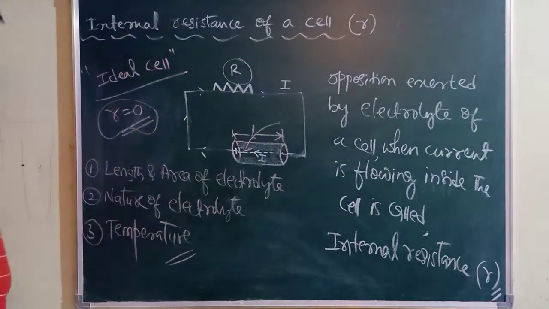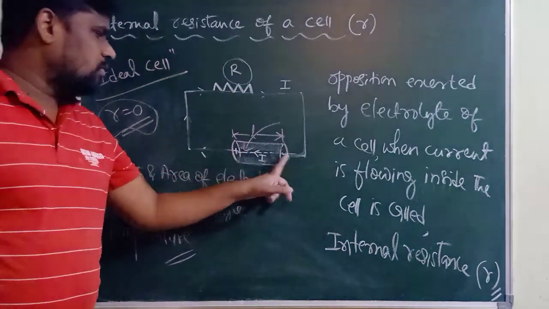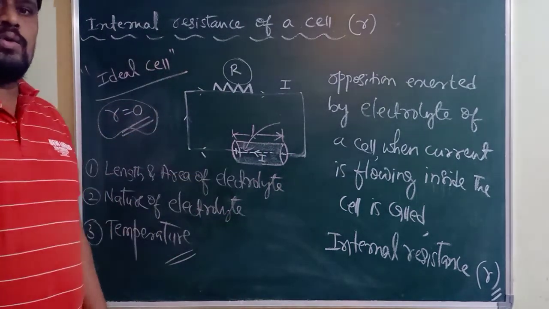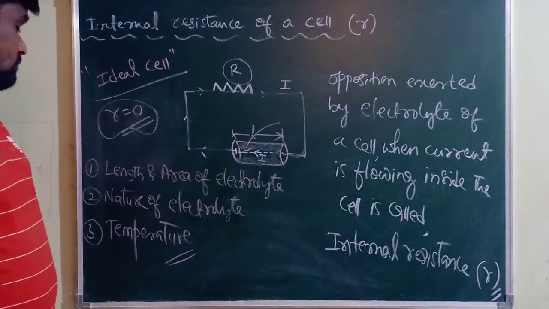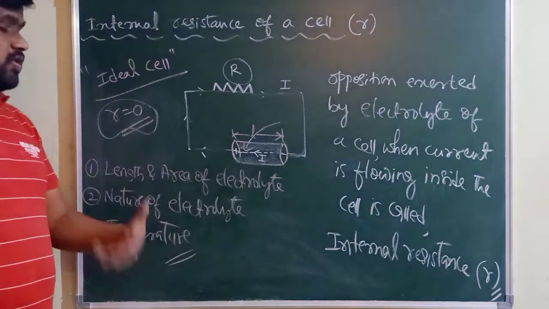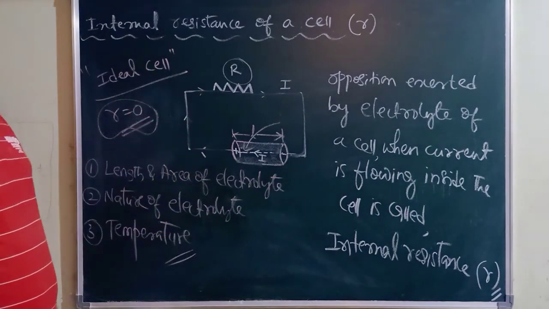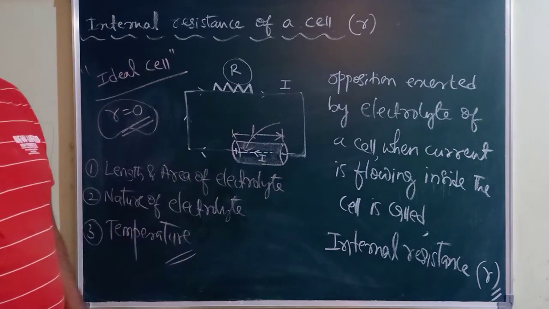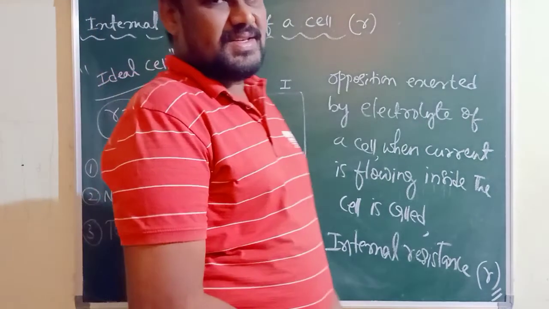So internal resistance of any cell depends on these factors. First, it depends on the distance between the electrodes. Second, it depends on the area covered by the electrolytic solution. It also depends on the nature of the electrolyte, which type of electrolyte is used in the construction of the cell. It also depends on the temperature of the cell.